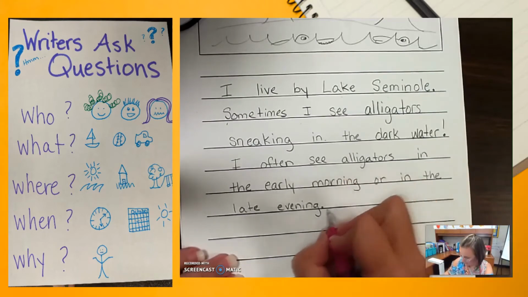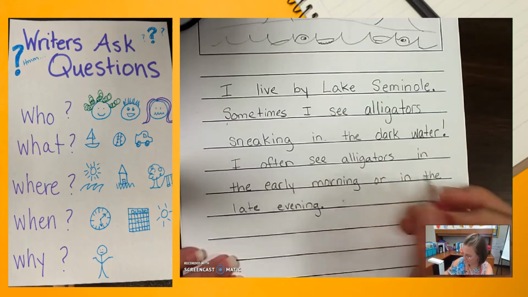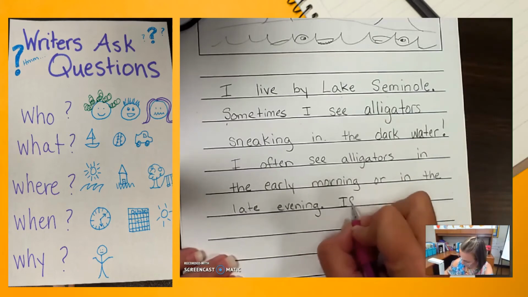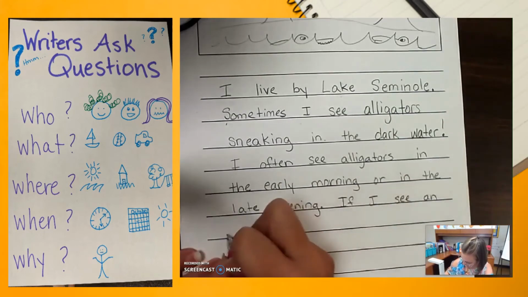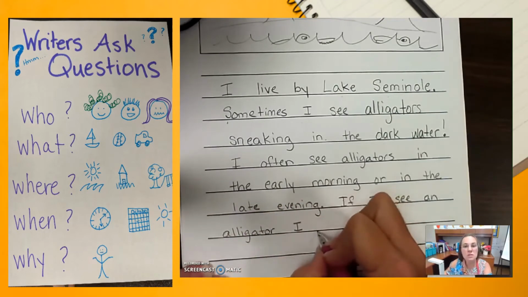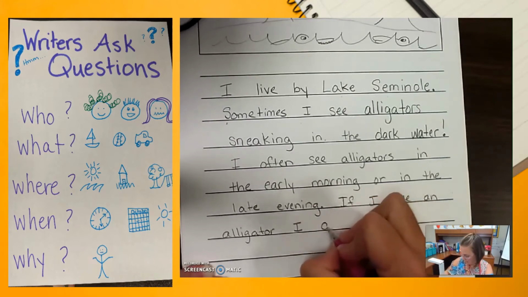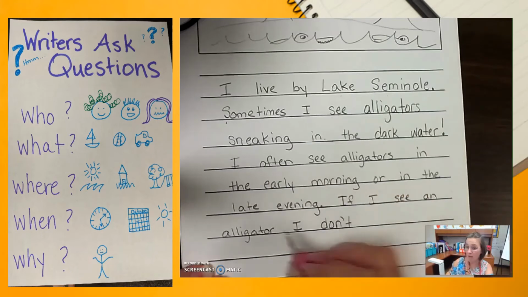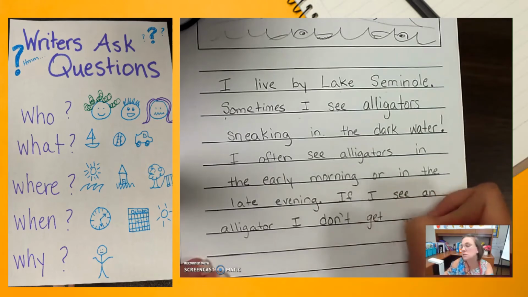Let me write that. Now, new sentence, so what kind of letter do I need? That's right, a capital letter. If I see an alligator, I don't. Don't is a contraction, right? It's do and not pushed together. So I write it like this. Don't with an apostrophe T. Remember that? I don't get close.